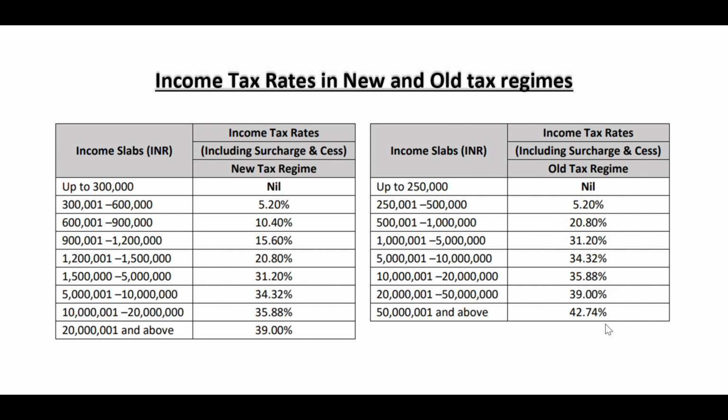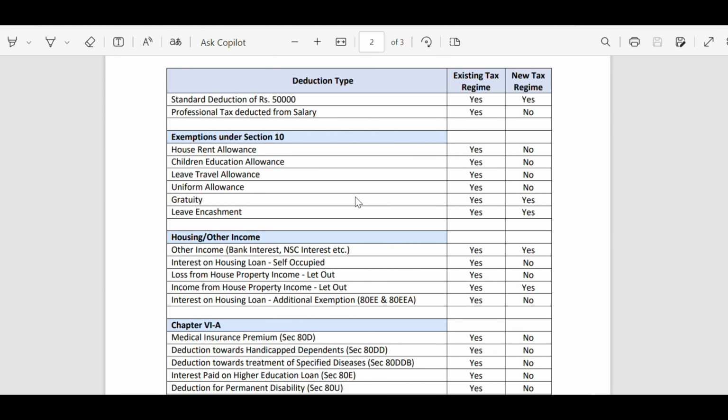I know it's not very easy to get the context of this table, so I'll just move on to the next part of the video, where I'll explain which exemption is available and which exemption is not available under which tax regime. So here is the deduction type and existing tax regime, that is the old tax regime, and in the extreme right, it's the new tax regime.